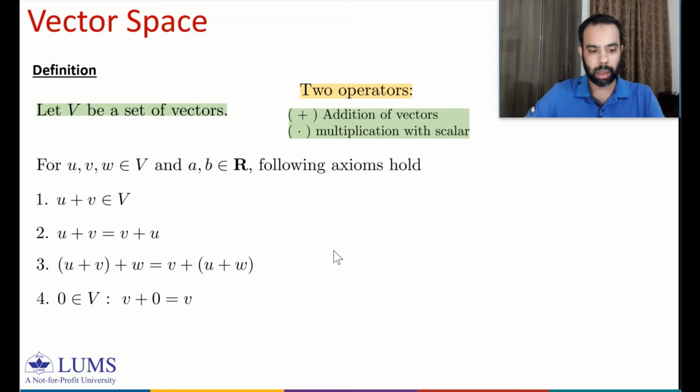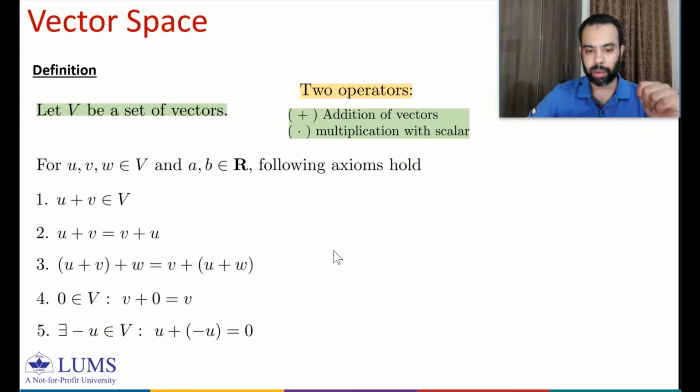There exists a 0 in the vector space. There's an element in the vector space V which, when you add it to another vector v, you get the same vector v. So 0 is the identity with respect to addition. There exists minus u for every u in the vector space, such that when you add u to minus u, what you get is the 0 identity element. So these were the 5 axioms with respect to addition.